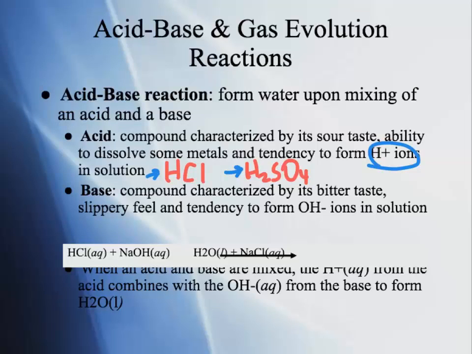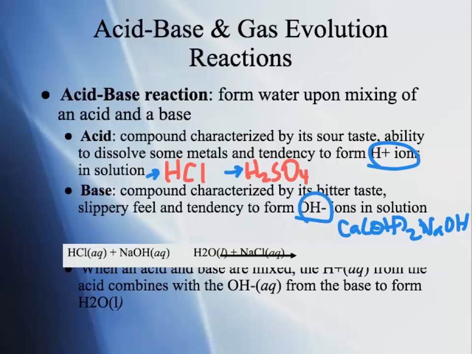Bases are compounds characterized by bitter taste, slippery feel, and the tendency to form OH- ions in solution. Bases typically, but not always, have their OH in the back of their formulas, like Ca(OH)2 or NaOH. See, they've got the OH there, but not all the time. Sometimes they are bases because they take an H from water to leave an OH behind, but we'll get there.